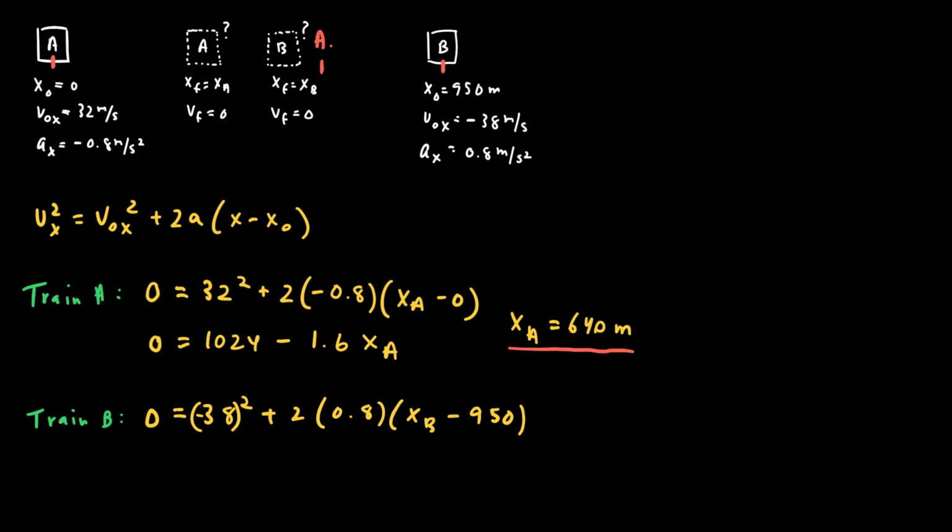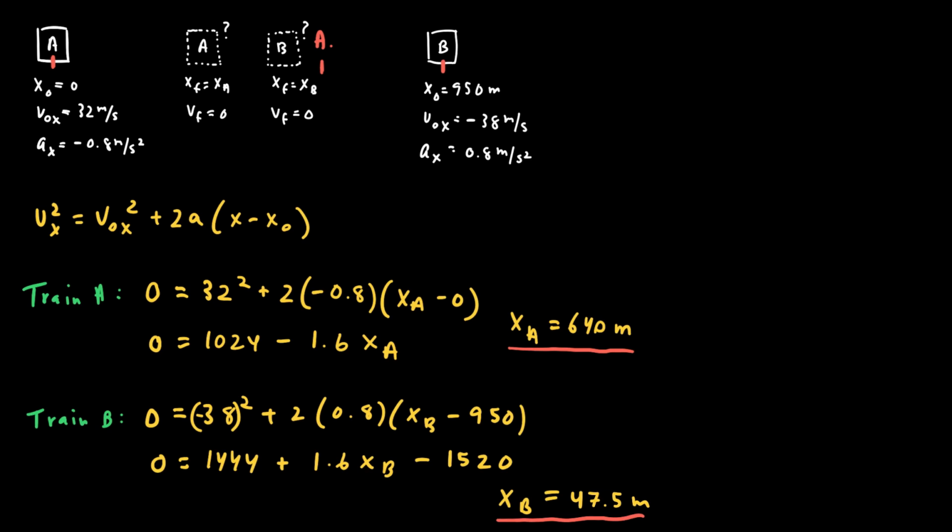38 squared is 1,444. 2 times 0.8 is still 1.6, so we have 1.6 xb for the first term, and then 1.6 times 950 is 1,520. So this equation could be solved for xb. And if you solve this equation for xb, what you'll find is that the final position of train B is equal to about 47.5 meters.